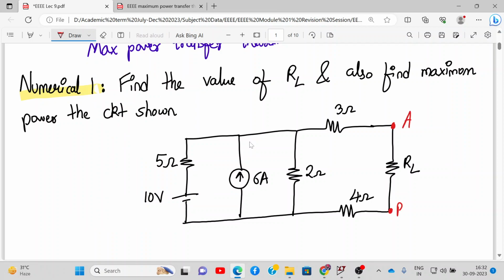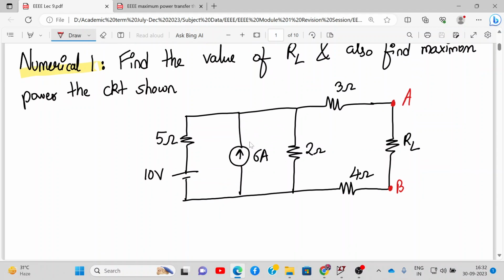We have to do as we do in the normal Thevenin's theorem, and at the end we'll substitute RL equal to RTH and calculate the maximum power for the circuit. So let us begin. We have to follow the same approach as we followed for Thevenin's theorem, only at the last step we'll do it differently. Let me write in summary what we need to do first. So let's start writing the solution.